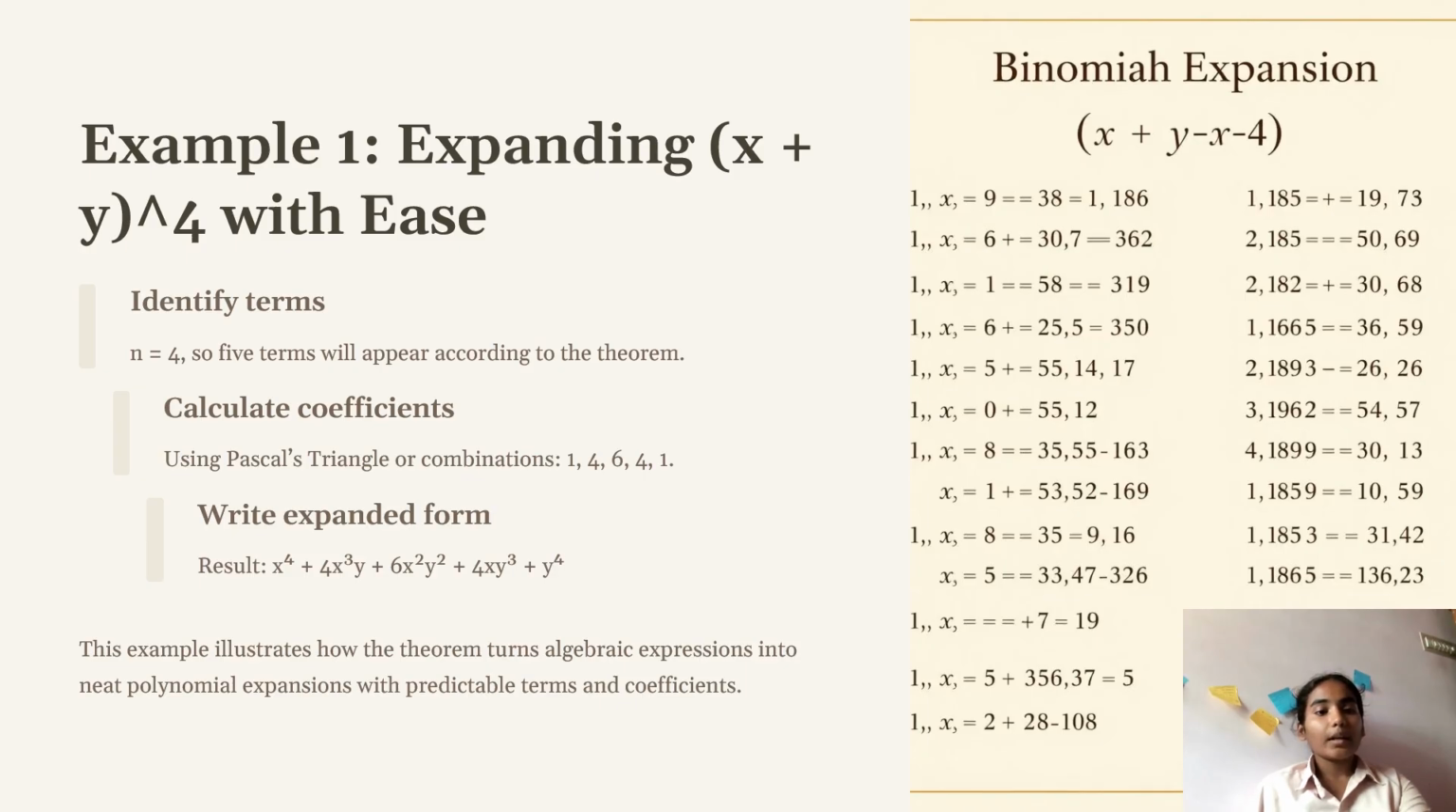Example 1. Expanding (x + y)^4. Identify terms. Here n equals 4, so 5 terms will appear according to the theorem. Calculate coefficients. Using Pascal's triangle or combinations: 1, 4, 6, 4 and 1. Write expanded form. Result: x^4 + 4x^3 y + 6x^2 y^2 + 4x y^3 + y^4. This example illustrates how the theorem turns algebraic expressions into neat polynomial expansions with predictable terms and coefficients.